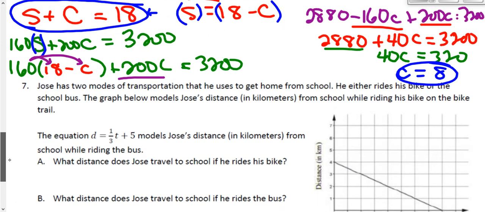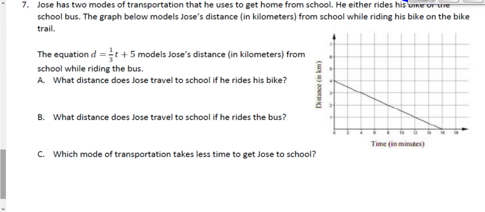All right. We have one more systems of equations problem here. We're going to take a look at this one and then move on to another topic. So question 7 is about Jose using 2 different methods of transportation to get home from school, riding a bike or taking the bus. The graph over here is him on his bicycle, and the equation over here is the bus.